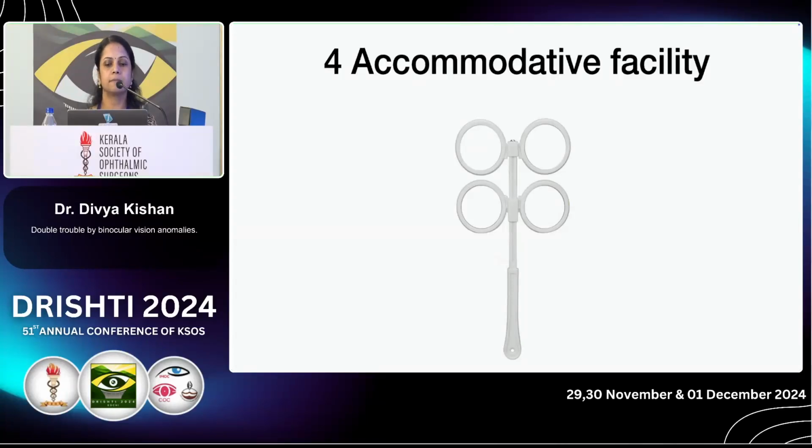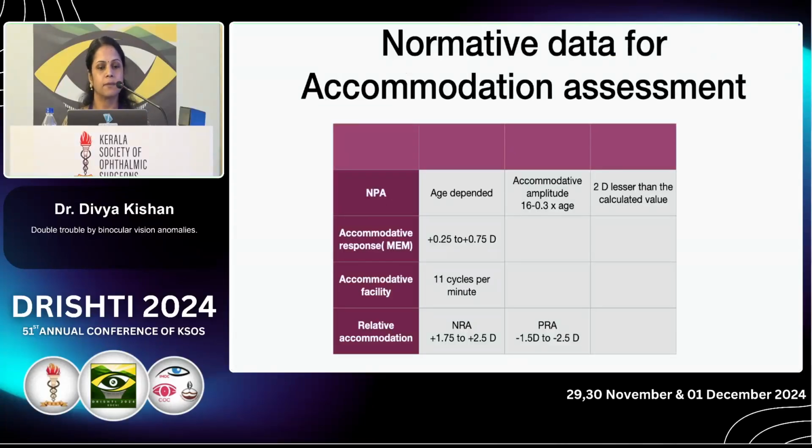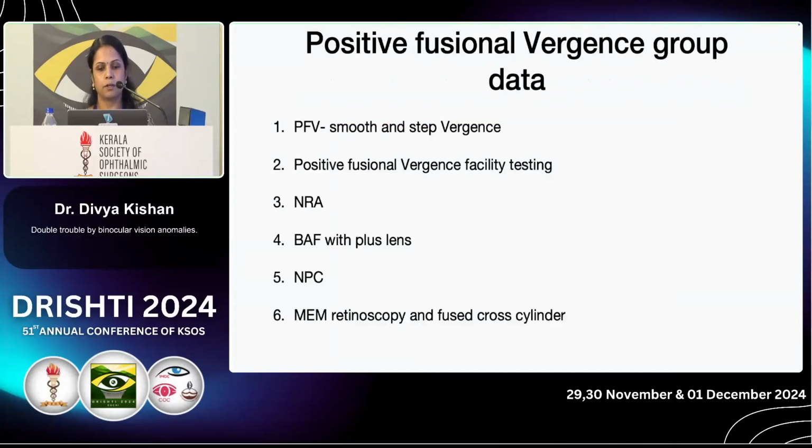Accommodative facility is done by using the accommodative flippers. We usually use the plus and minus 2 diopter accommodative flippers. And these are the normative data that you require for accommodation assessment. NPA is, as we said, age dependent, and you calculate it based on formulas. The MEM retinoscopy or the accommodative response would be 0.25 to 0.75. Accommodative facility is 11 cycles per minute. For relative accommodation, NRA is plus 1.75 to plus 2.5 and PRA is minus 1.5 to minus 2.5.